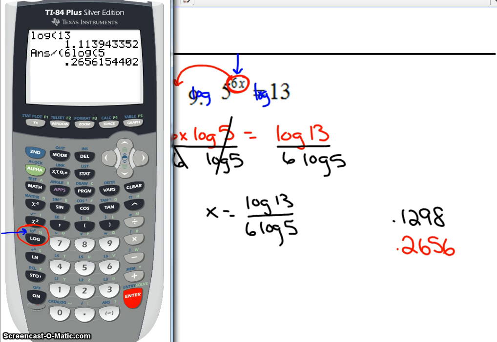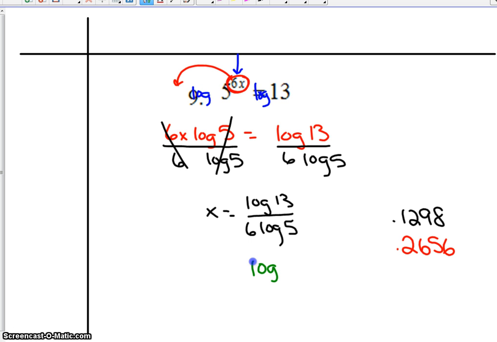Okay. So now when I go 5, raise it to the 6 times the 0.2656, I get something really close to 13, and the reason it's not exactly 13 is because I did some rounding off. Okay. So one of the things I like to do then is, like I said, I like to get my expression down to logarithm divided by a logarithm before I type it into my calculator.